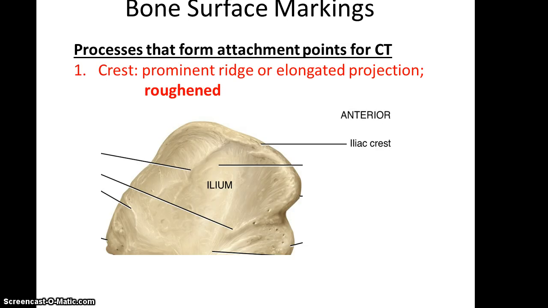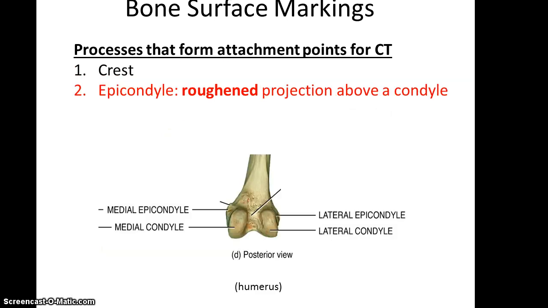Then you have the processes that form attachment points for connective tissue, like ligaments and tendons. These tend to be rough because that increases surface area to make a more powerful or stronger attachment. So one example is the crest, which is a prominent ridge or elongated projection. And again, it is roughened. So here we see on the ilium, which is part of the pelvis, the iliac crest.